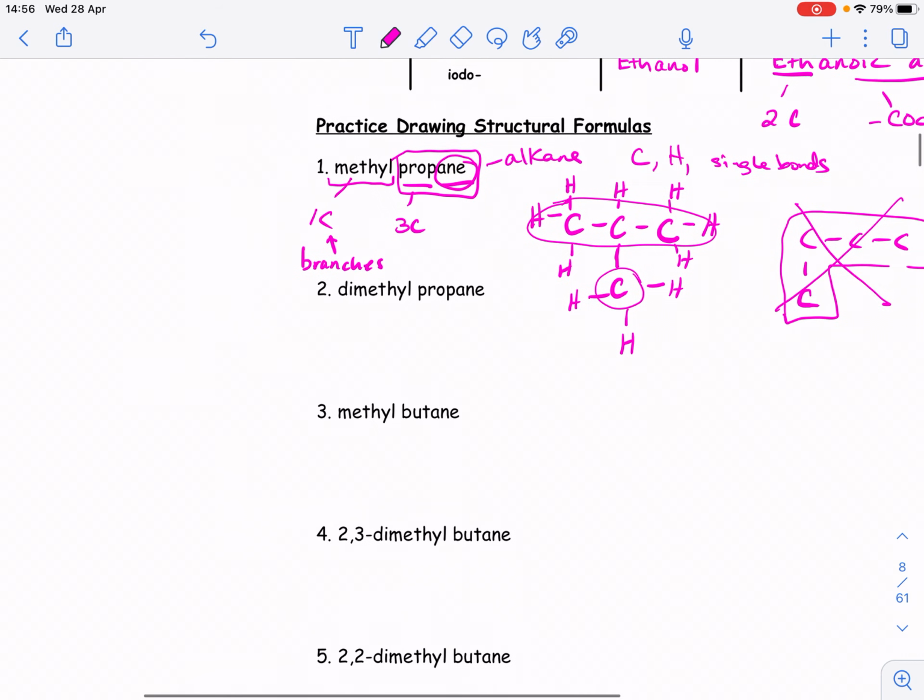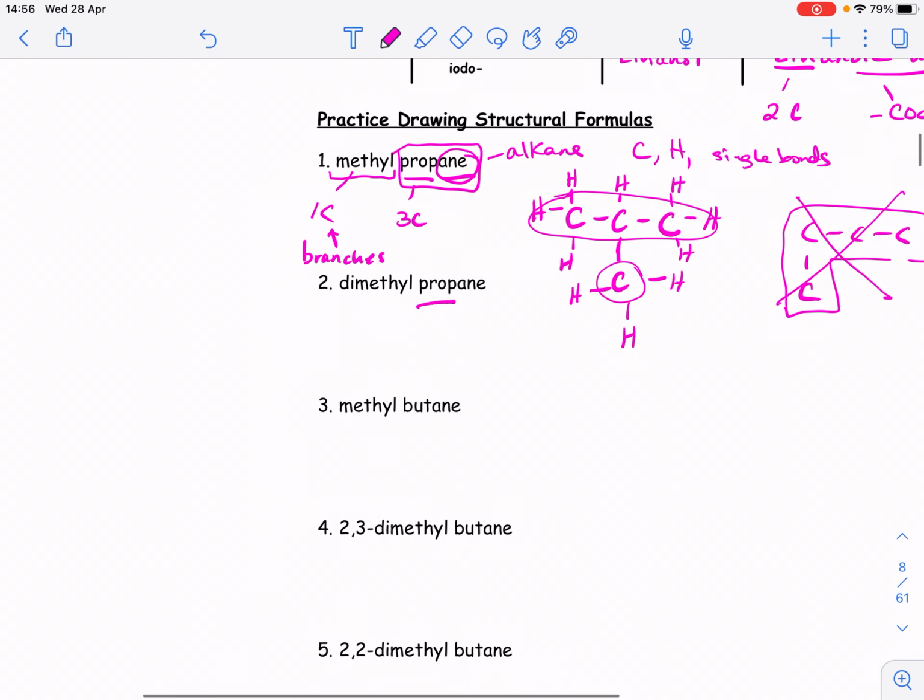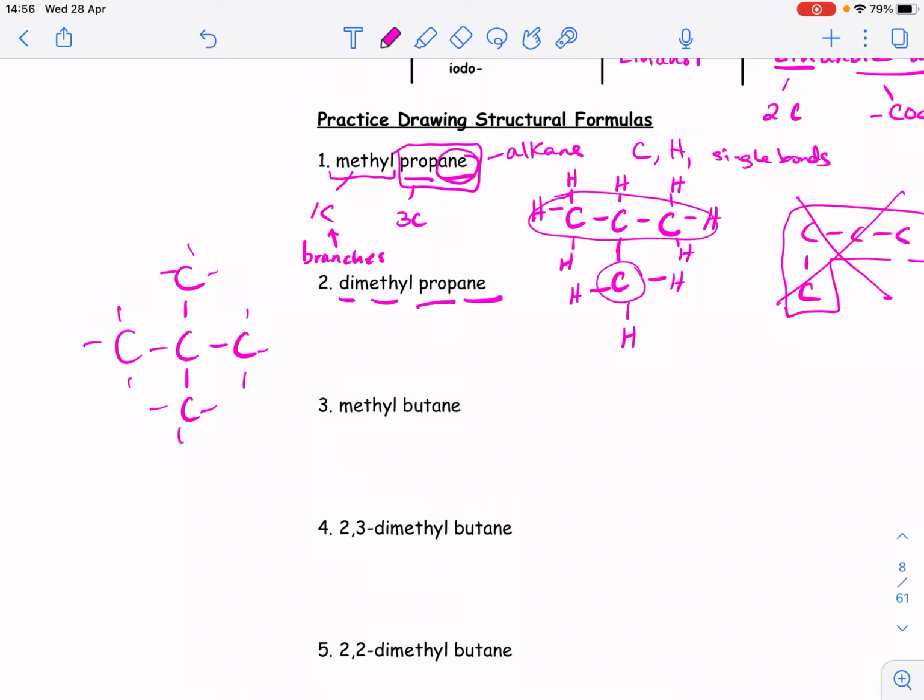Okay, dimethyl propane. Once again, 3 carbons, alkane. 1, 2, 3. Now it says dimethyl. That just means 2 1-carbon side chains. And I'm done. Well, I'm done after I draw my H's in. And if you add it up, I have dimethyl, so I have 2 times 1 carbon, and I have prop, which is 3 carbons. Together, I should have 5 carbons. And when I draw it out, I do have 5 carbons.